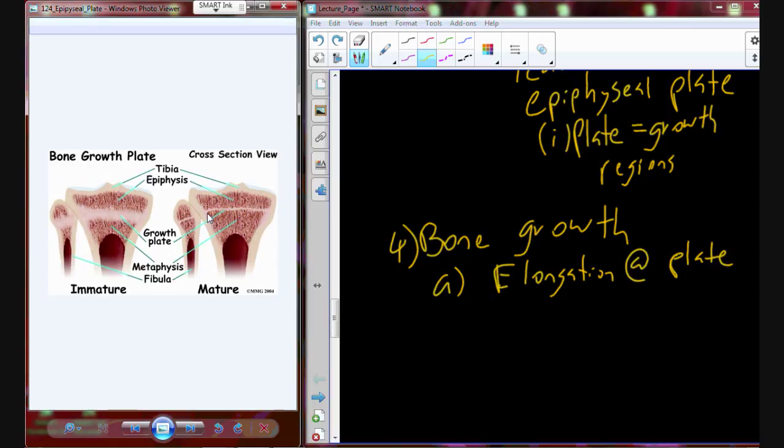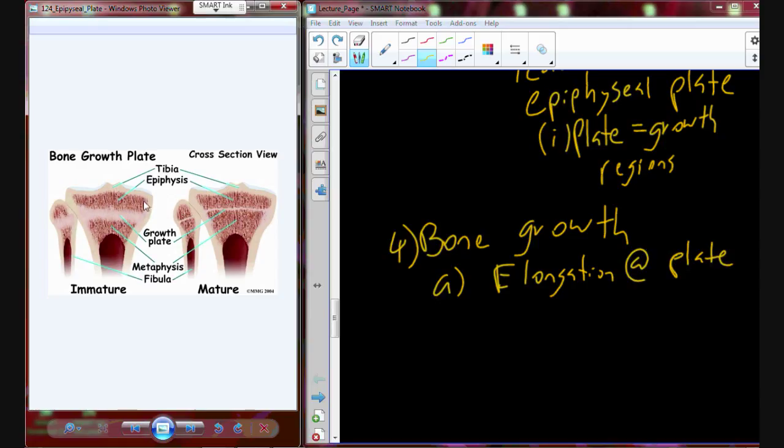Okay? Now, we can actually go in, and you can see this would be immature and this would be mature. You can see that in the immature individual, that growth plate is much bigger. And that's because you have all of this expansion that's occurring. In the adult, and as you age, this epiphyseal plate becomes thinner and thinner and thinner because we're calcifying it, reducing the amount of growth that can occur, so eventually it seals up completely.